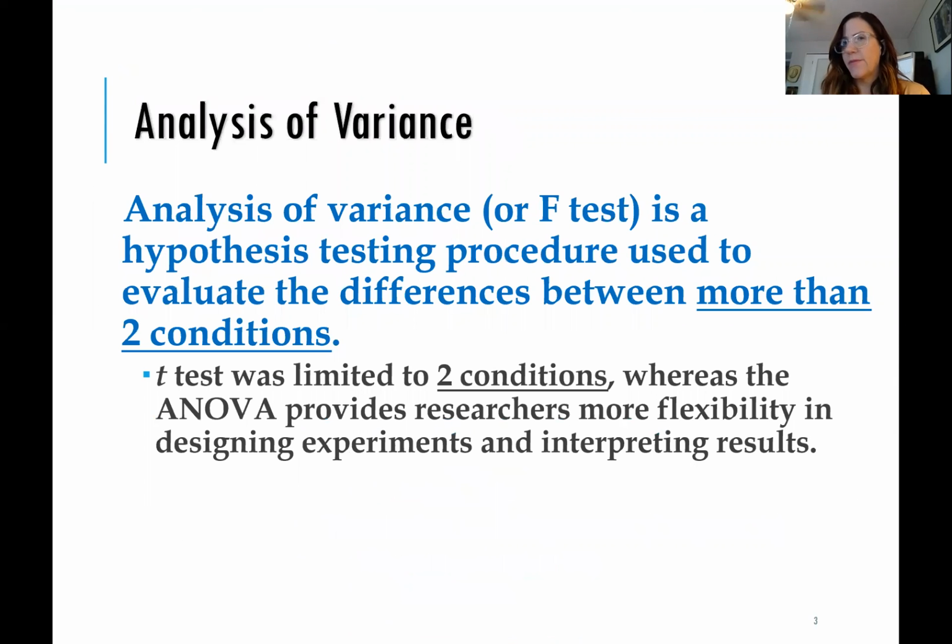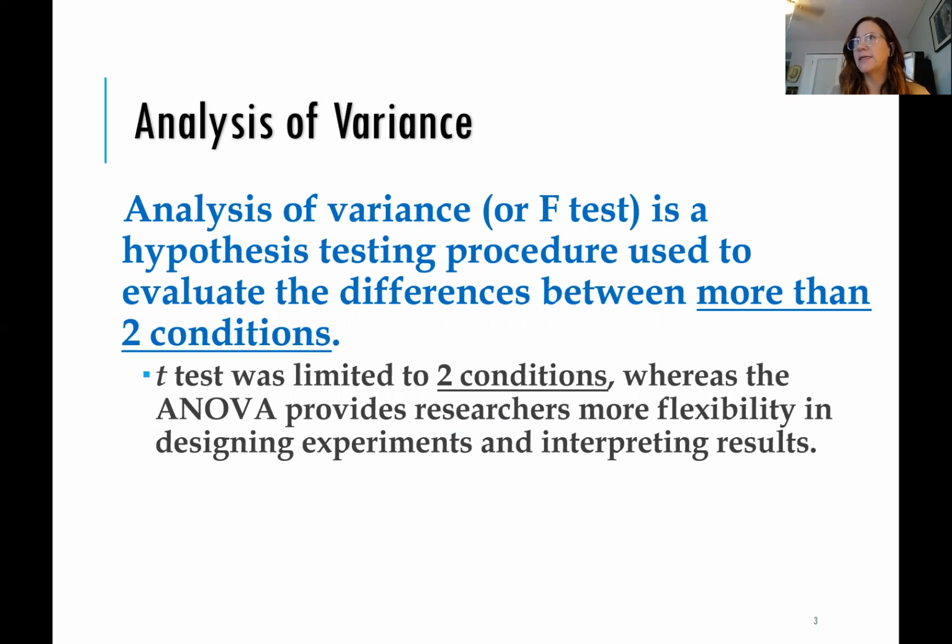So let's look at analysis of variance. So remember, variance is basically the dispersion of scores across a distribution. And so with this, we're using the variance instead of the mean differences. Your textbook says analysis of variance can be used to evaluate the differences between two or more conditions, but in this case, I would say just more than two conditions.